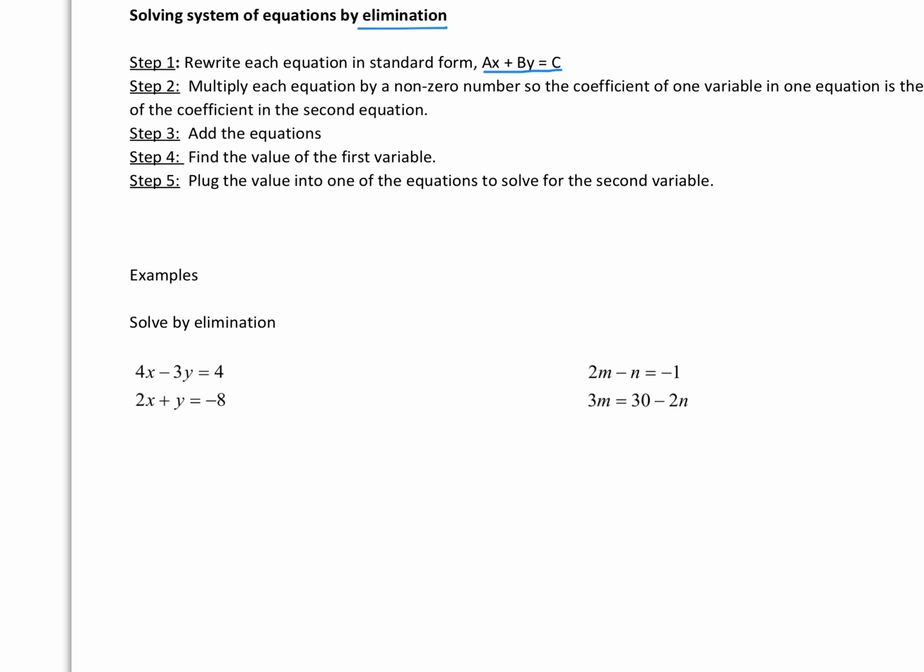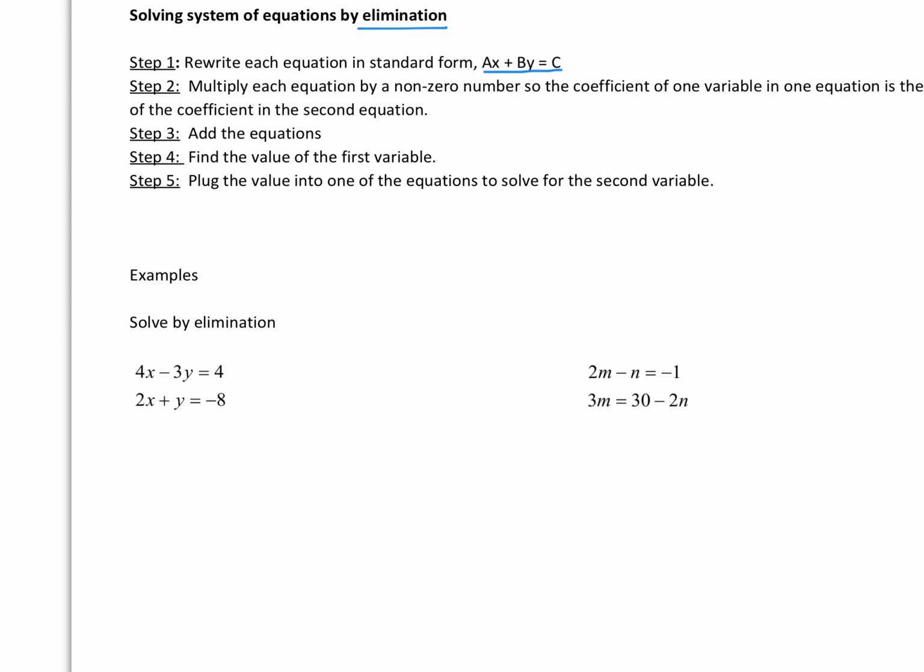So step 1, for this first example, rewrite each equation in standard form. So we need an x, then a y, then a constant. So that one's good. This one's also good. It has x, then y, then equals a constant.